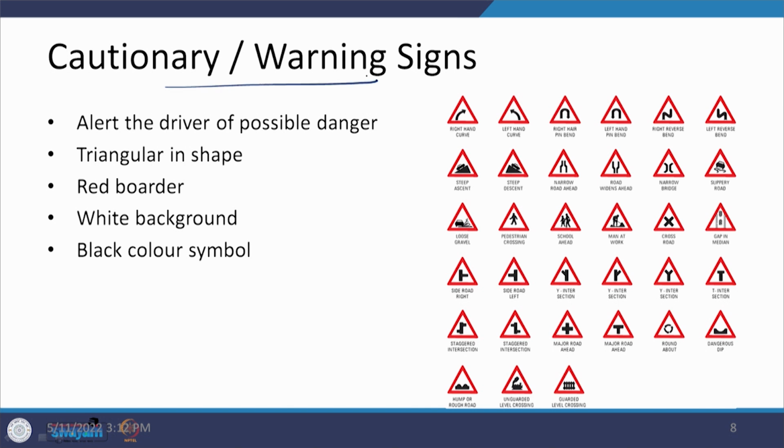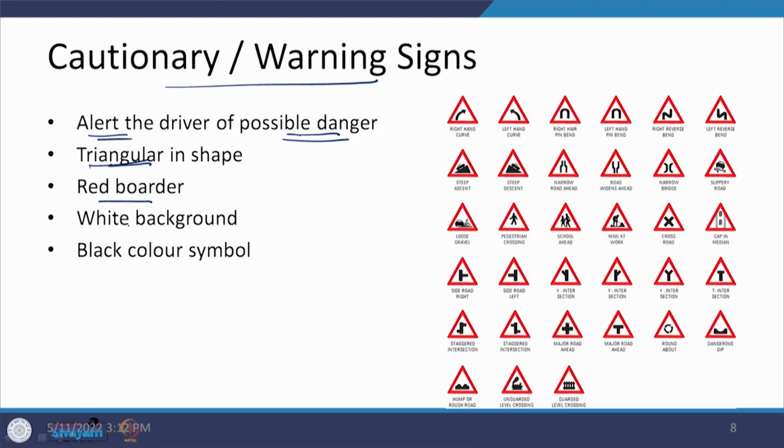Now, these cautionary or warning signs, as I said, are going to tell the driver what exactly is happening ahead, and therefore you need to be attentive to that and react accordingly. They alert the driver to possible dangers, and they are differentiated from the regulatory or prohibitory signs by shape, as they are triangular. As soon as you find a triangular sign, it means there is something typical and a warning is being given to you. Still the border remains red, the background remains white, and the symbol remains black.